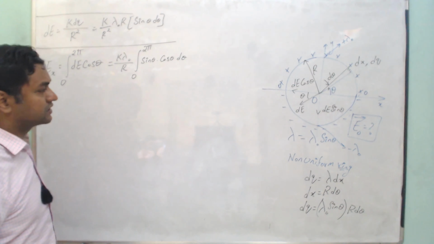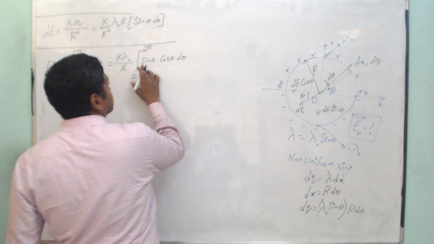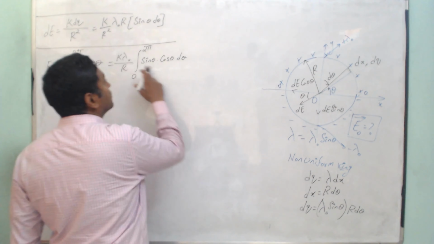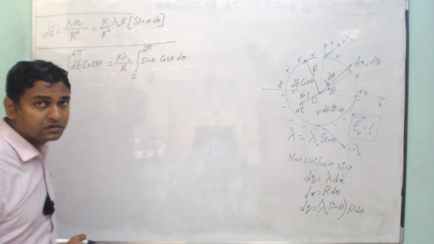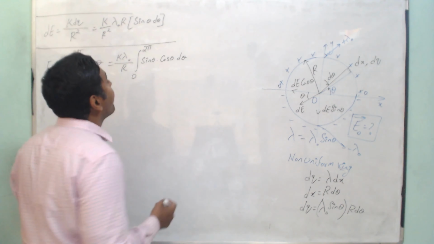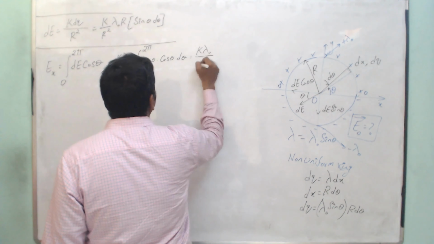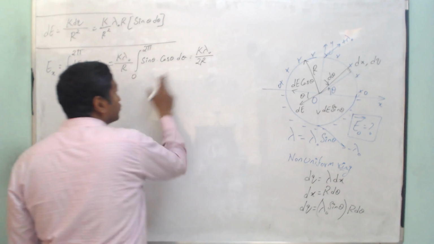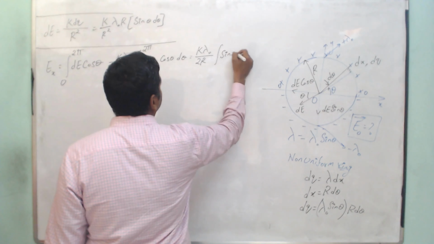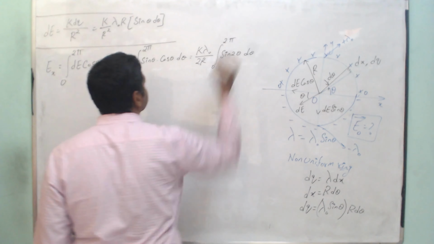Is this clear? I can write this as, 2 sine theta cos theta. Sine theta cos theta, I can write it as sine 2 theta by 2, right? Is this clear? K lambda naught divided by r, and I'll get by 2 also. Integral of sine 2 theta d theta and 0 to 2 pi.